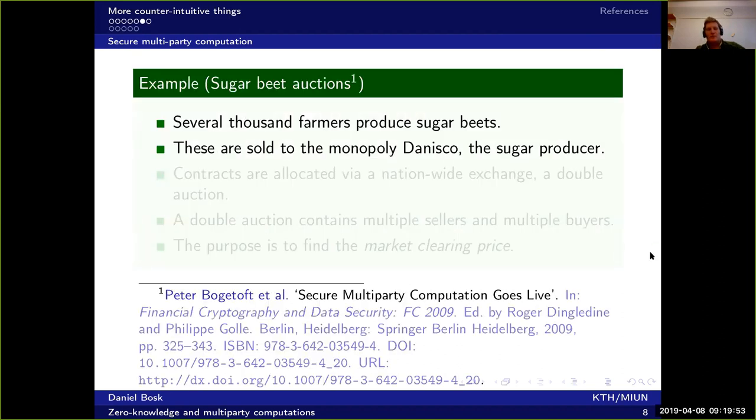One example is sugar beet auctions. This has been implemented in practice. There is a paper where they actually implemented this in 2009. Probably they implemented it in 2008 and published a paper in 2009. And this was done in Denmark. In Denmark, there are several thousands of farmers that produce sugar beets, which are used to produce sugar. And these sugar beets, the farmers sell them to the monopoly Danisco, the sugar producer, or Nordzucker, I think they are called now.